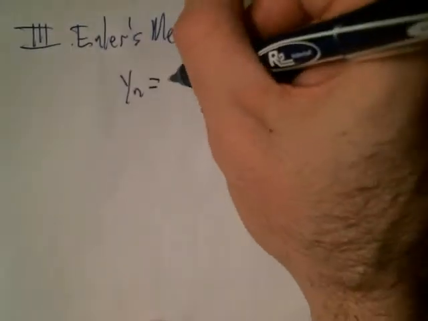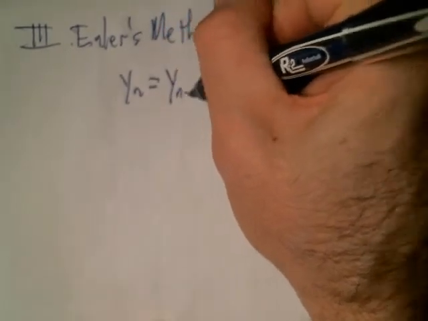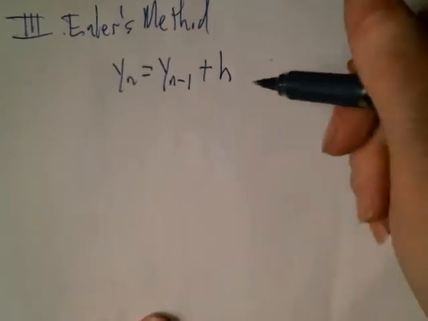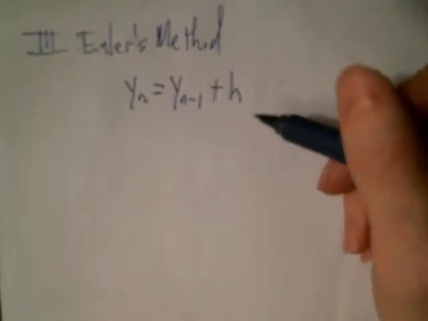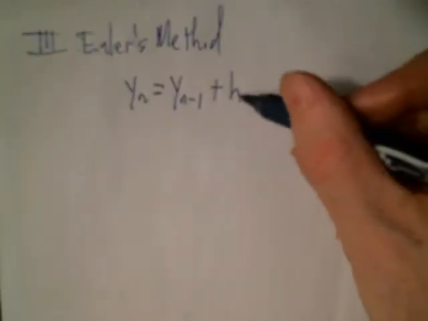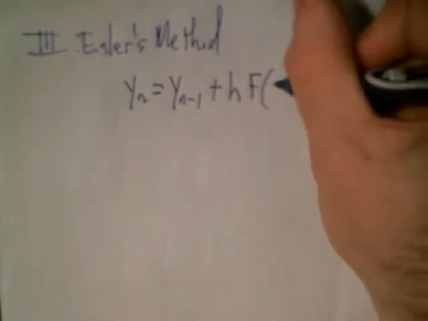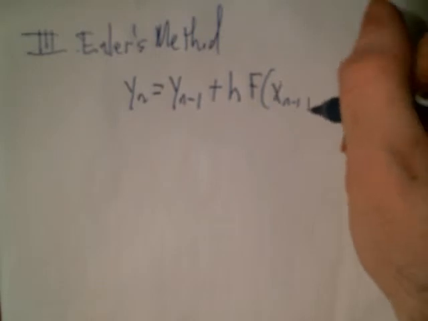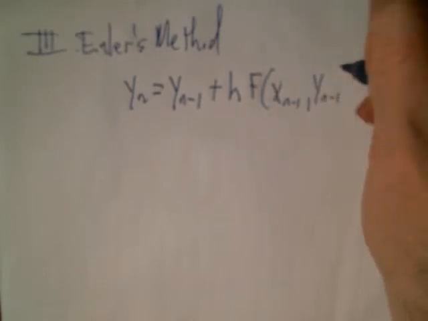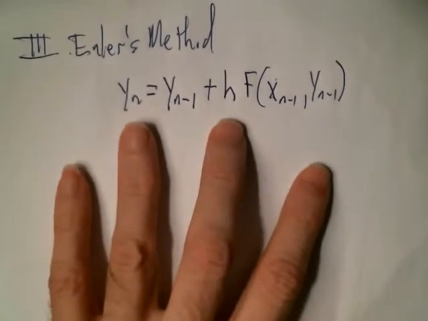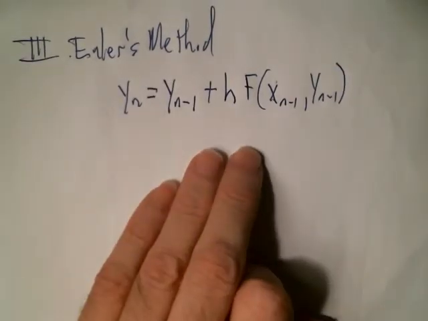So y sub n is equal to y sub n minus 1 plus some constant, and actually it's used in machine learning, isn't it? This would be like a learning constant or something like that. And then times f of x sub n minus 1 comma y sub n minus 1. So this tells you where the next y value is based on a previous x value.